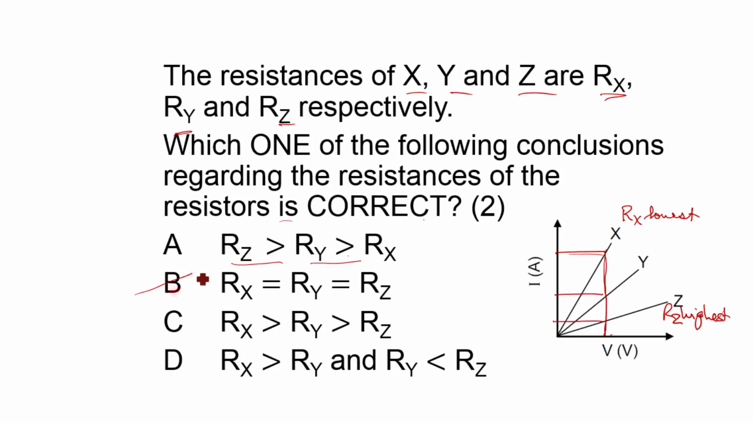They are certainly not equal. Rx is definitely not greater. Rx is greater than Ry and Ry less than Rz, so that's wrong as well. So my answer is definitely A.